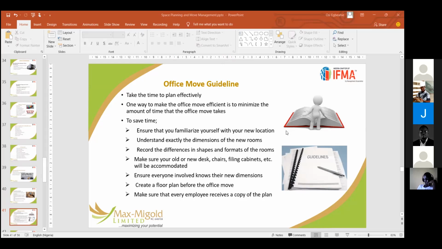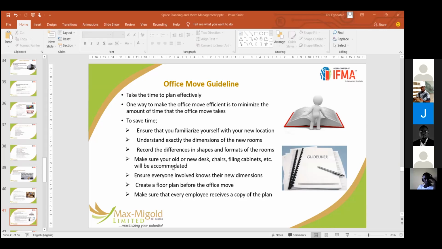Ensure that you familiarize yourself with the new location. Understand exactly the dimension of each room. Understanding the dimension of each room is very important. Record the difference in spaces and formats of the rooms. Make sure your old or new desks, chairs, files, cabinets, etc. will be accommodated, especially in executive offices. It's very important.